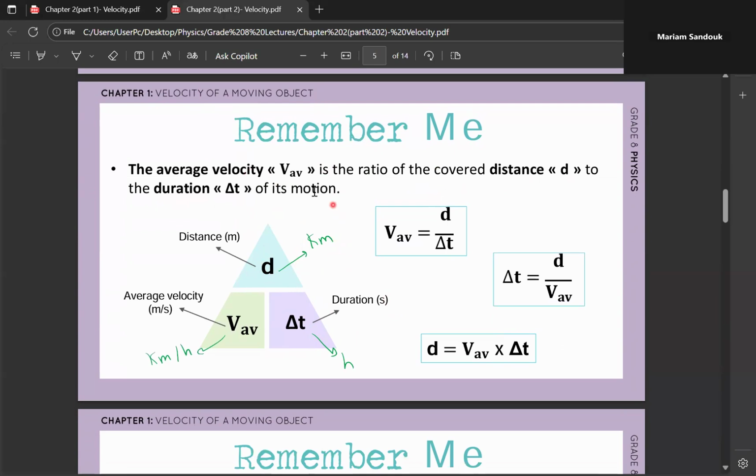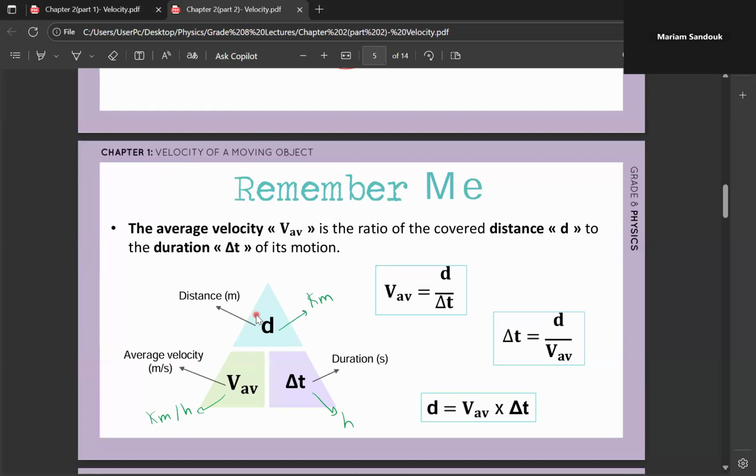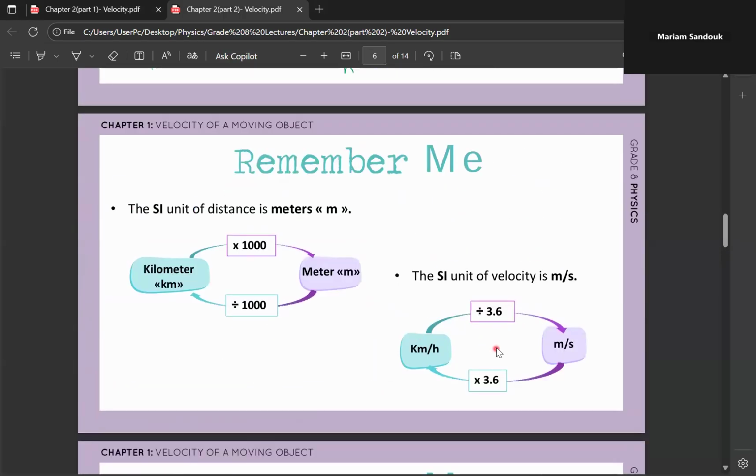Okay, now a side note: if we have the distance in kilometers and the delta time in hours, then the average will be in kilometers per hour. And we can convert from kilometers per hour to meters per second by dividing by 3.6.